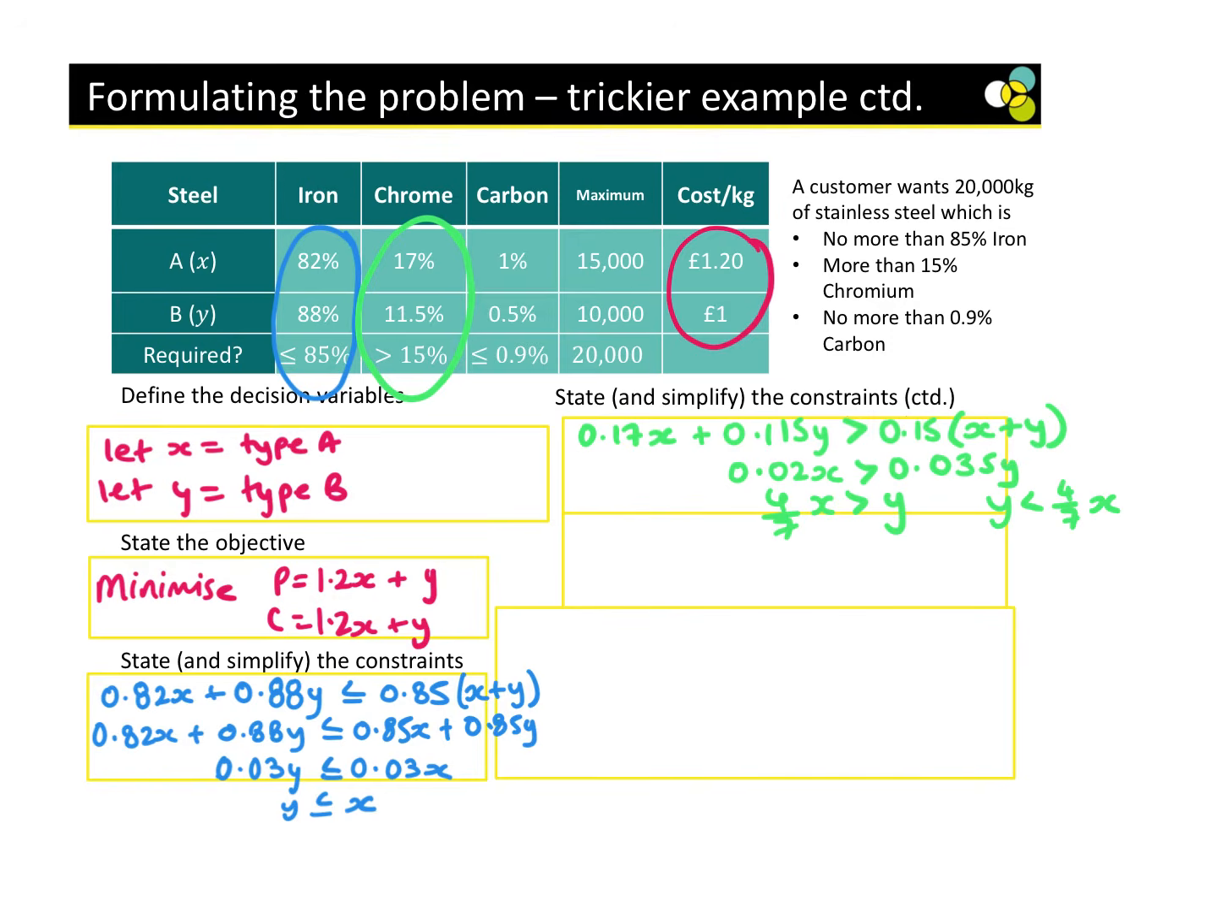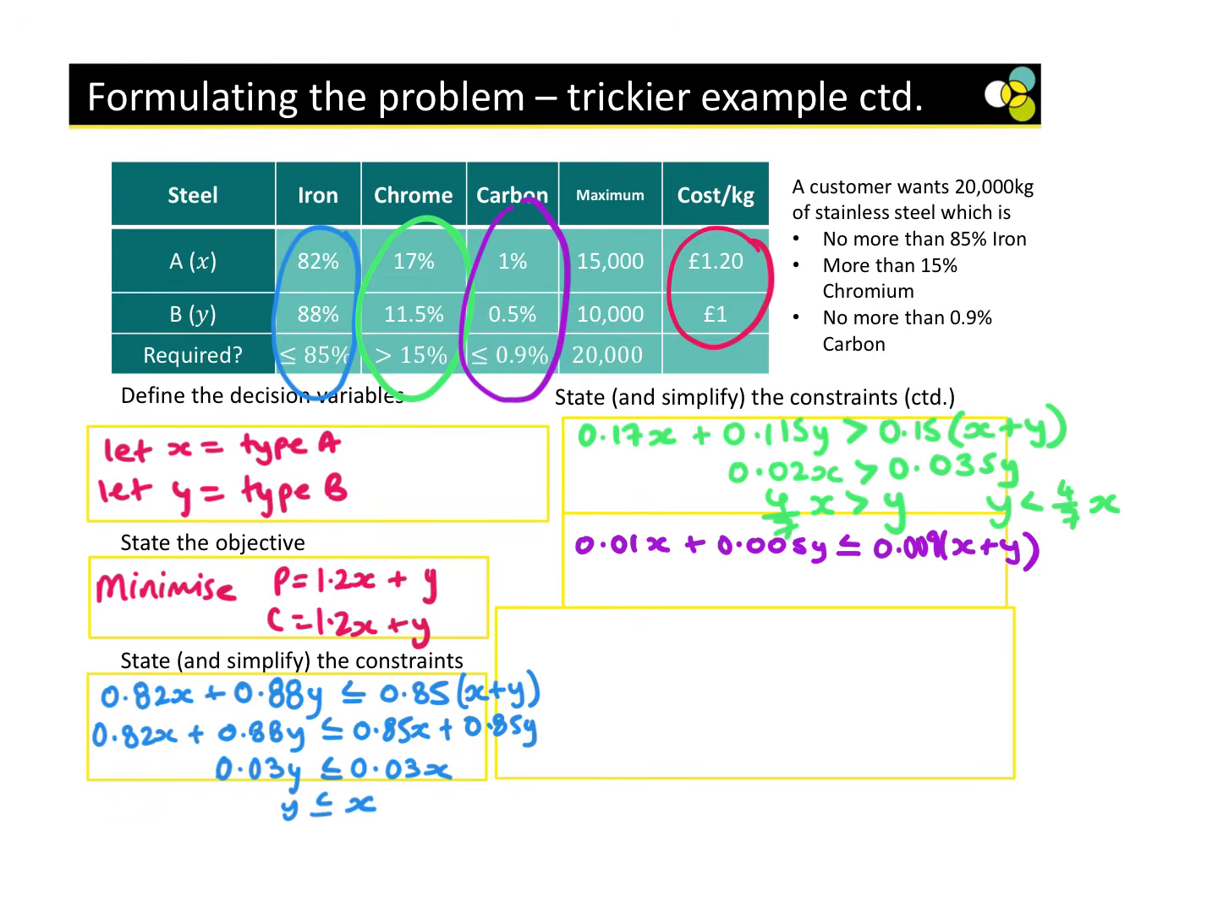Next one. Let's not go for yellow. Purple. Okay, carbon. So this one should be nice and easy. 0.01x plus 0.005y is less than or equal to 0.9 lots of x plus y, because again that's the total. So we're going to have, I've gone wrong. Yep. 0.009. Sorry guys, my fault.